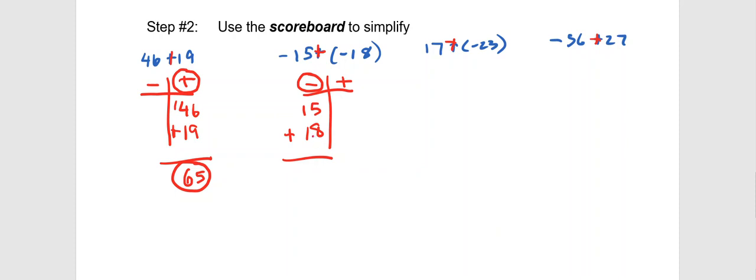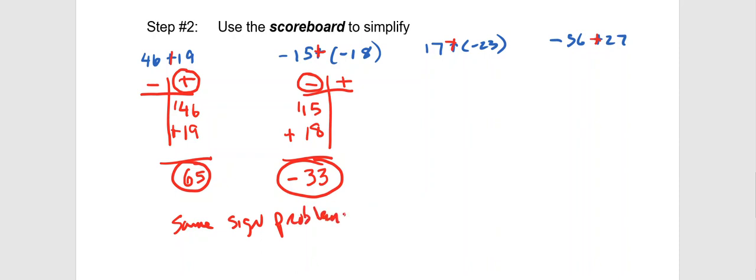So now we can just add the two numbers in the negative column. 8 plus 5 should give us 13, so we carry the 1. 1 plus 1 is 2, and another carried 1 is 3. And don't forget, we basically converted this to adding two negatives, so our answer is going to be negative 33. So these are both examples of same sign problems, where we simply just added and carried the sign.